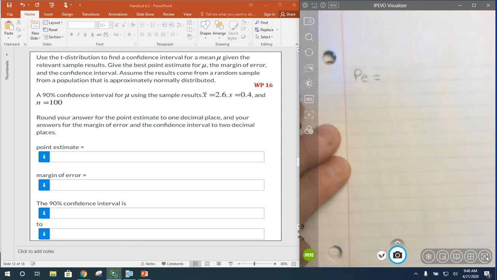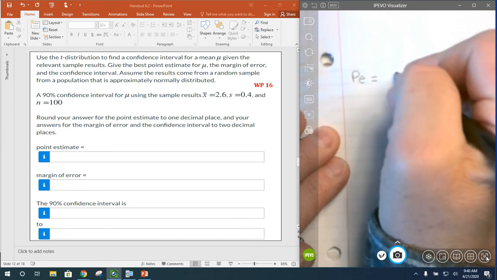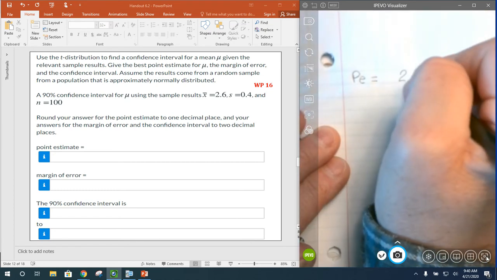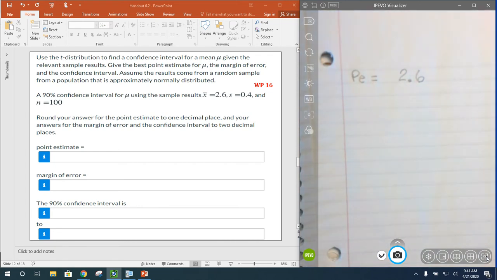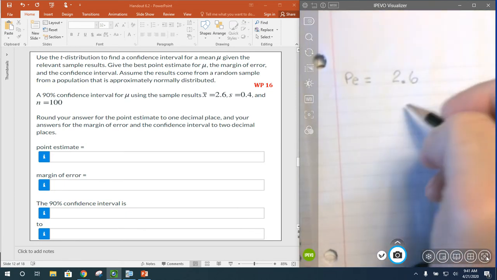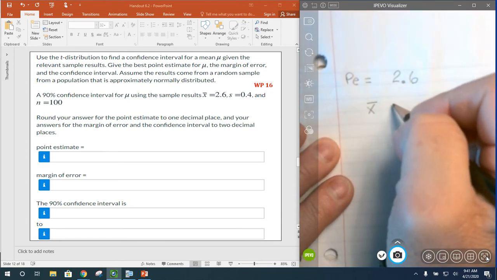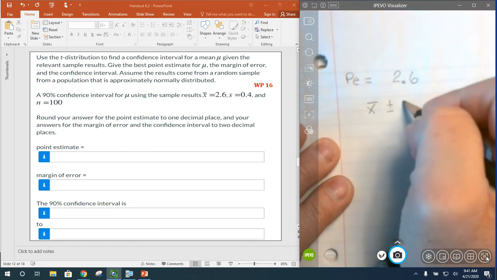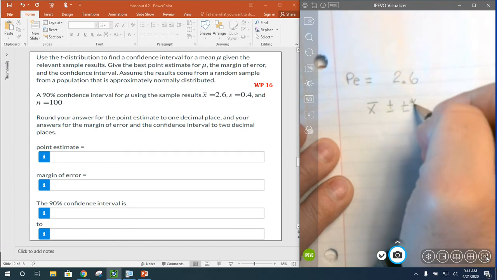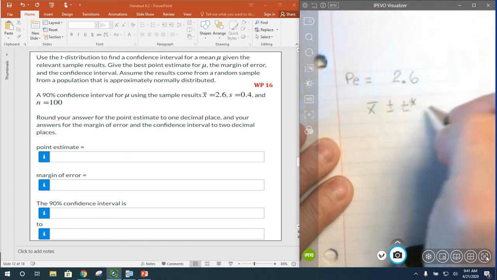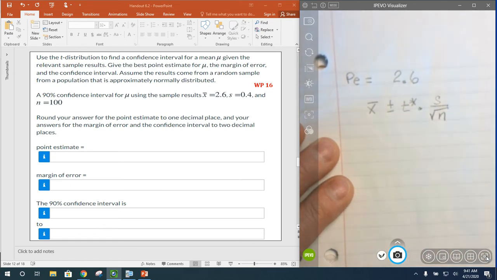Well, our point estimate is 2.6. 2.6 is the number that we were given. That is our x bar, and that's our best point estimate. What is our margin of error? Remember, margin of error comes from the back side of the formula. The formula that we're utilizing is x bar plus or minus t star, where t star multiplies itself against the standard deviation divided by the root of n. That's the formula we're using.